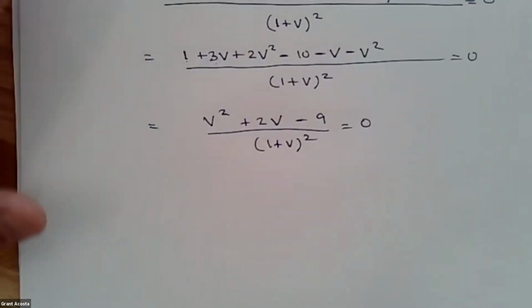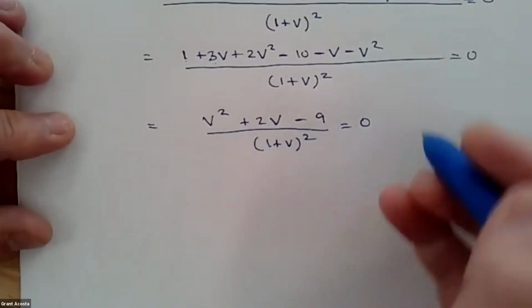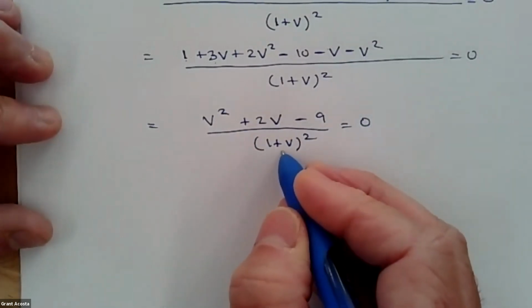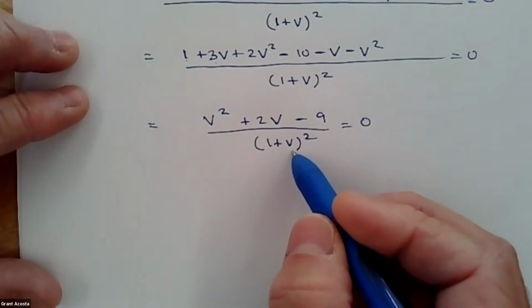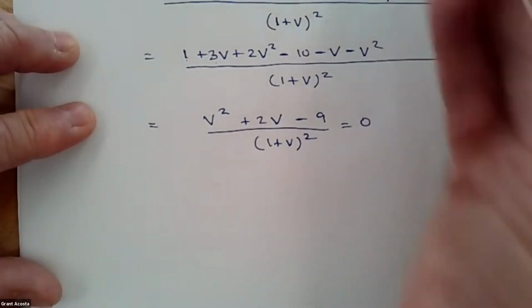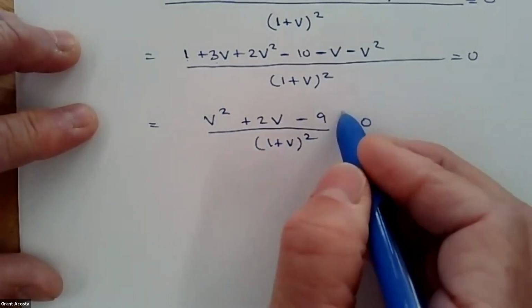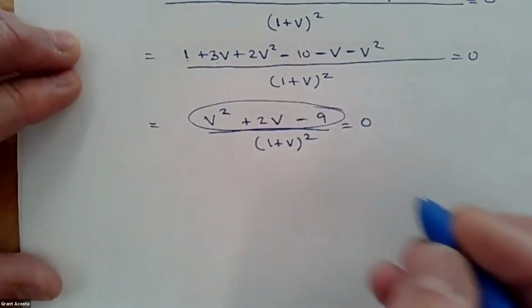Now, as we said before, a fraction will equal 0 when the top is 0. It's going to be undefined when v is -1, but that doesn't make any sense, right? V doesn't have a value of -1, so we don't have to worry about where it's undefined. But it's equal to 0 when the top is 0.